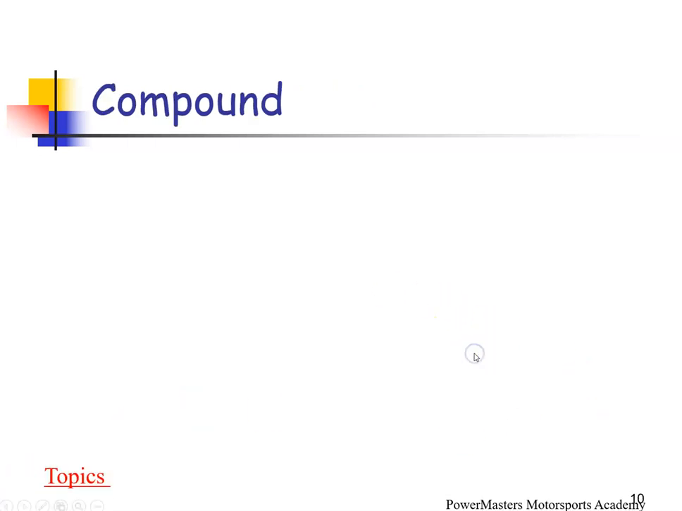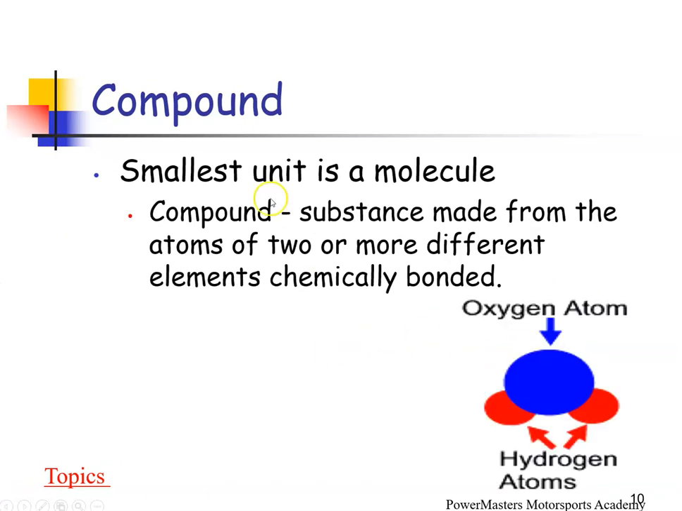All right, so compounds. Compounds are going to have the smallest unit being a molecule. And in the molecules of a compound, there will be at least two different elements. For example, here's the water molecule, and it's got two hydrogen atoms chemically bonded to one oxygen atom. If these were all oxygen atoms, this would be ozone, and it would be an element. But since it's atoms of two different elements bonded together, that makes it a compound.